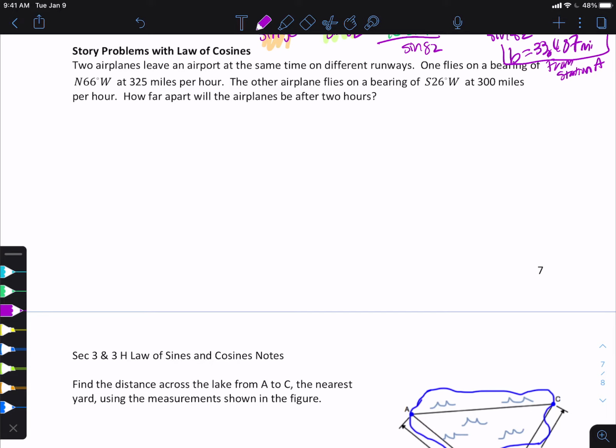So two airplanes leave an airport at the same time on different runways. One flies on a bearing of north 66 degrees west at 325 miles per hour. The other airplane flies on a bearing of south 26 degrees west at 300 miles per hour. How far apart will the airplanes be after 2 hours?